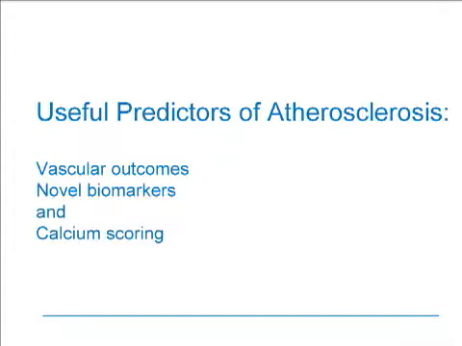Looking into the next group of abstracts, we wanted to have a sense of what would be considered useful predictors of atherosclerosis. So at what point can we try to find these risk factors earlier and beyond the traditional risk factors? We're looking at vascular outcomes, novel biomarkers, as well as calcium scoring.